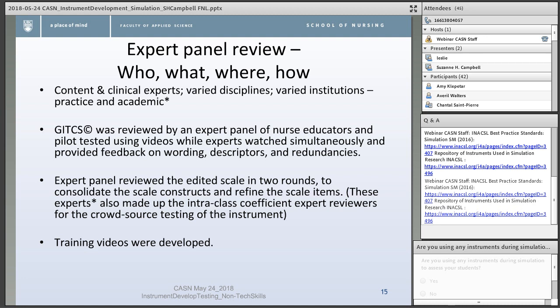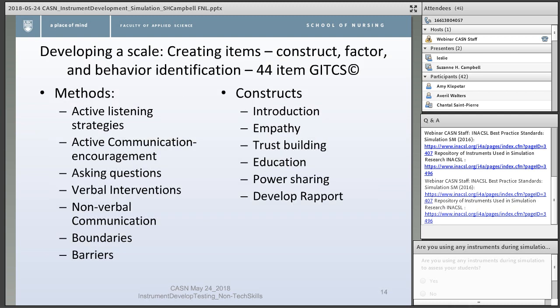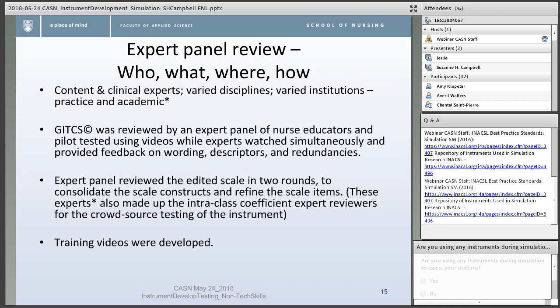So what we did was we had these 44 items. We developed the videos, which I'll detail in a minute, and we circulated those 44 items to the expert panel and asked them item by item to review and tell us what method they thought that item represented from the list I just showed you, and what construct it represented. So this was a way of double checking how the creators of the scale had idealized each item with a group of experts. Did it all fit? Then that expert panel reviewed it in 2 rounds.